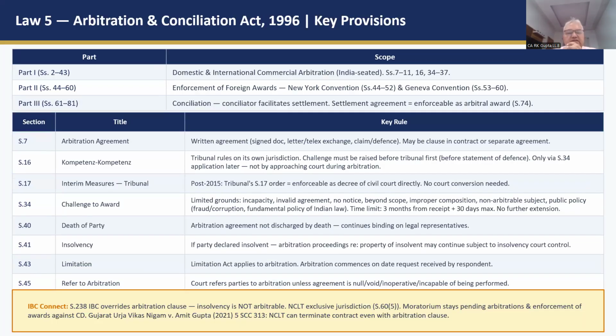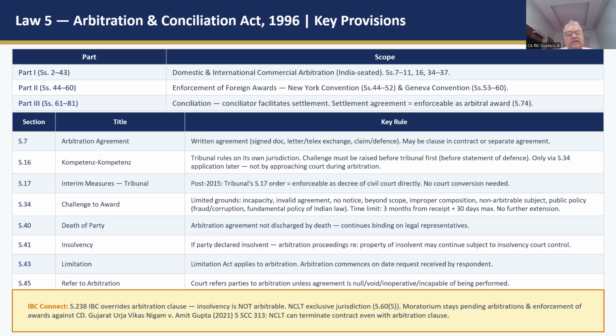Next law, which we can see summarily, is the Arbitration and Conciliation Act. It covers domestic as well as international commercial arbitration, which are covered in Part 1. Part 2 covers enforcement of foreign awards, which have to be dealt with as per the New York Convention and Geneva Convention. And Part 3 deals with conciliation, where the conciliator facilitates the settlement, and the settlement agreement is enforceable as an arbitral award. So Section 7 talks of the arbitration agreement.